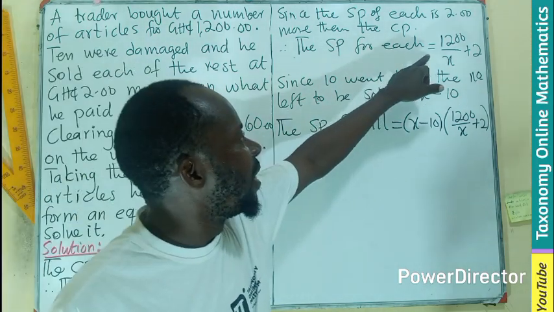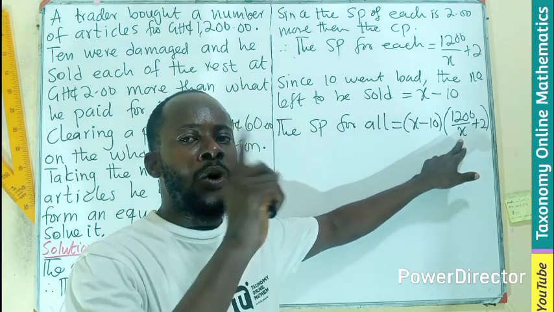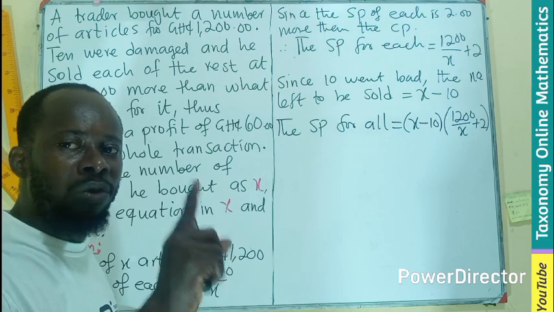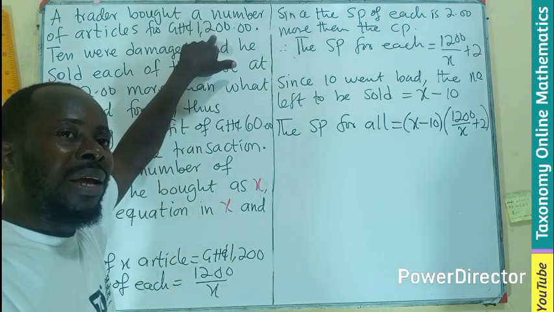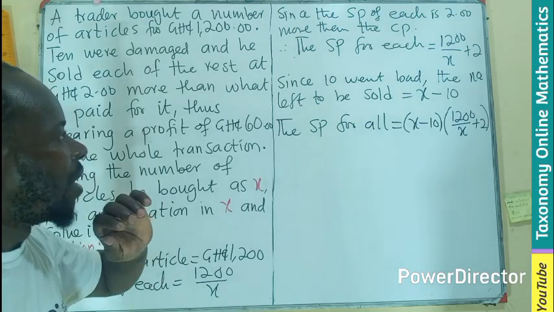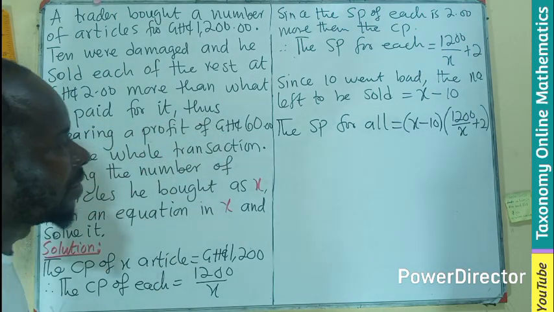The price we have here is for only one article. The price we have here is for all the remaining articles. This is the selling price of one, and this is the selling price of all of them. So now we know what we have here. Then he is making a profit of 60 Ghana cedis.